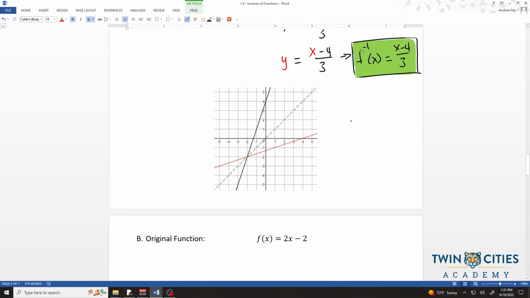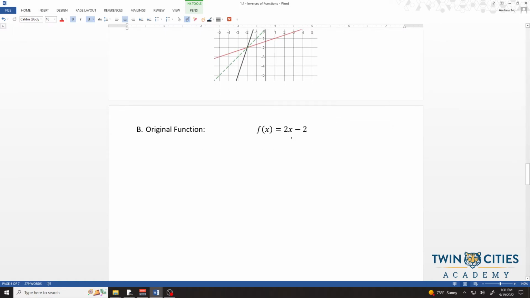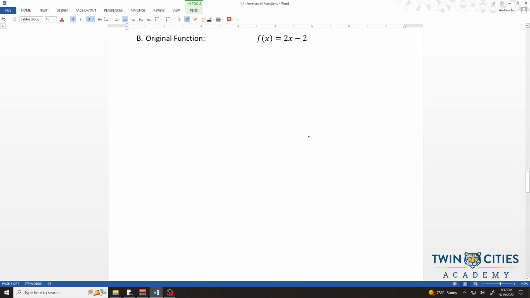Let's do one more problem like this. Let's do f of x equals 2x minus 2. I'm going to follow those same 3 steps. So step 1, f of x, a little fancy. Let's just change this to y. Y equals 2x minus 2. And then step 2, let's solve for x.